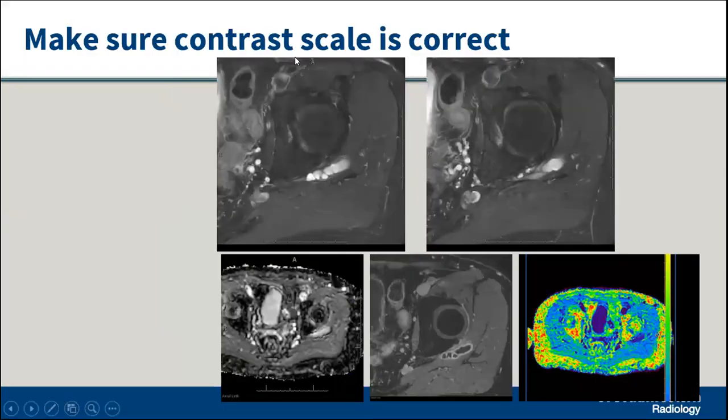Make sure your contrast scale is correct, because the contrast scale is reversed. So in this case, the bladder is white, the bladder is blue, the lesion is blue. That doesn't mean it's malignant. This is just a ganglion along the superior gluteal nerve.